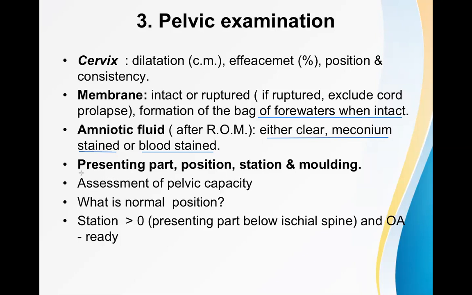Another point is, what is the presenting part? What is the position of that presenting part? What is the station, and what is the molding? We also know by doing pelvic examination or per vaginal examination. The presenting part, is it breech or is it vertex? Position. If it is vertex, we call it occiput anterior, occiput posterior, occiput transverse. Different terms are there. What is the station of the presenting part? It's zero station or plus or minus to that.